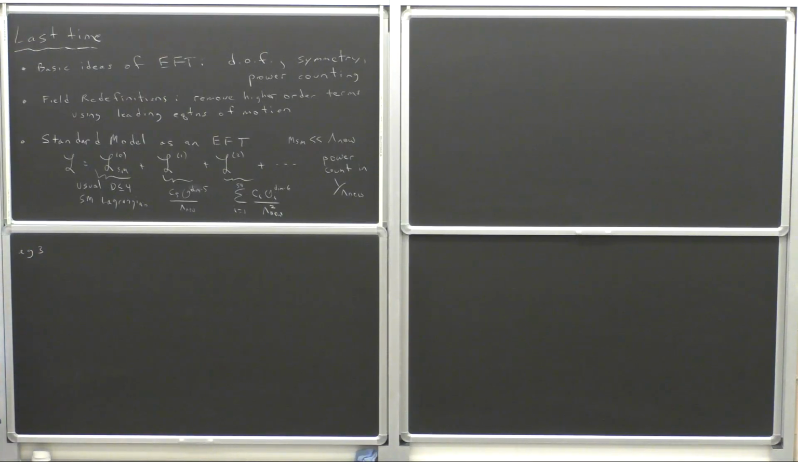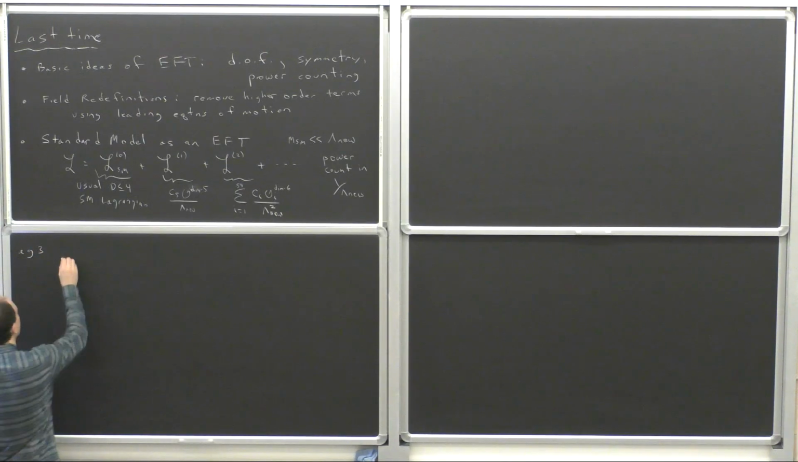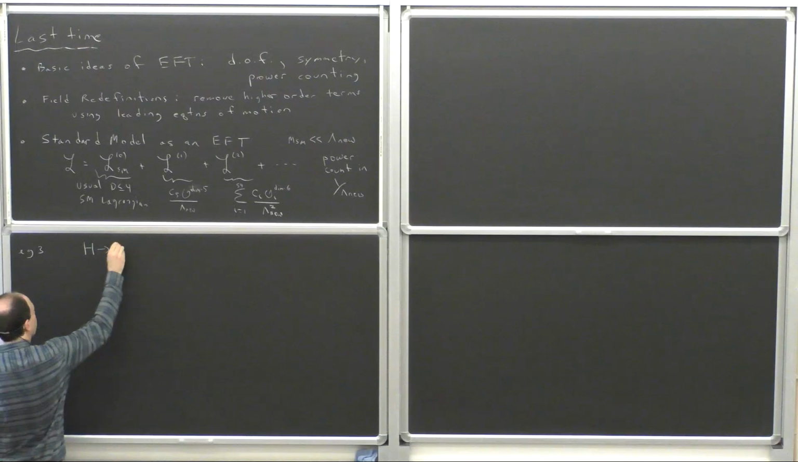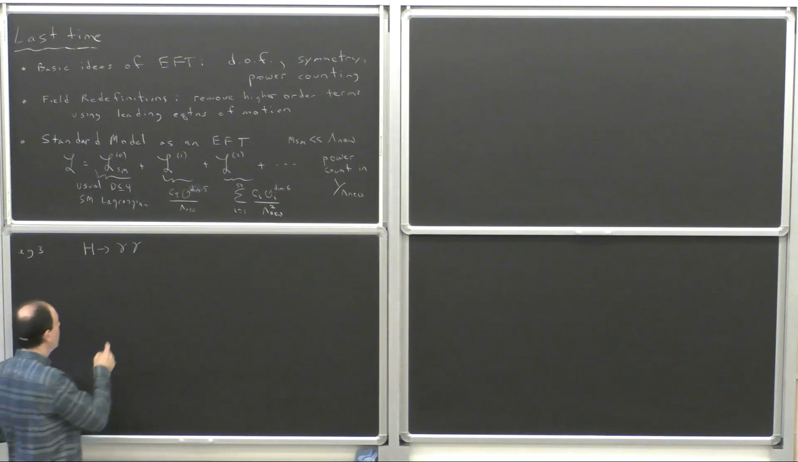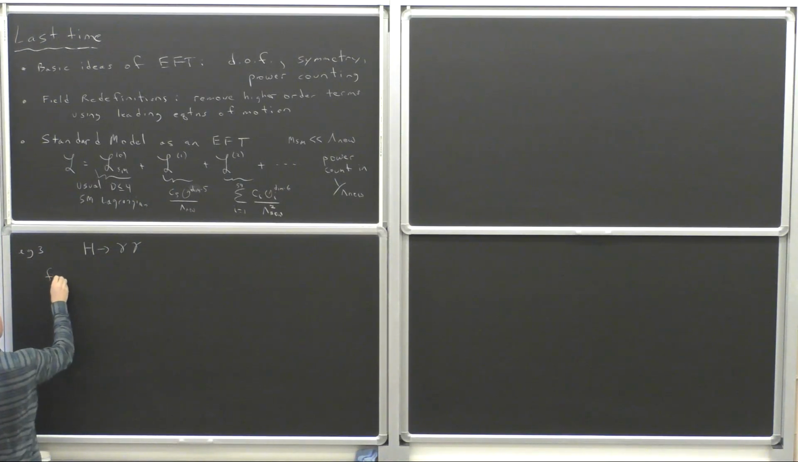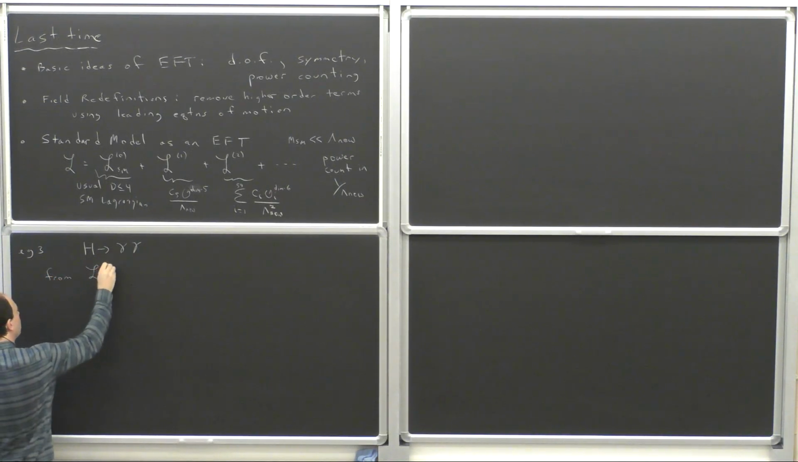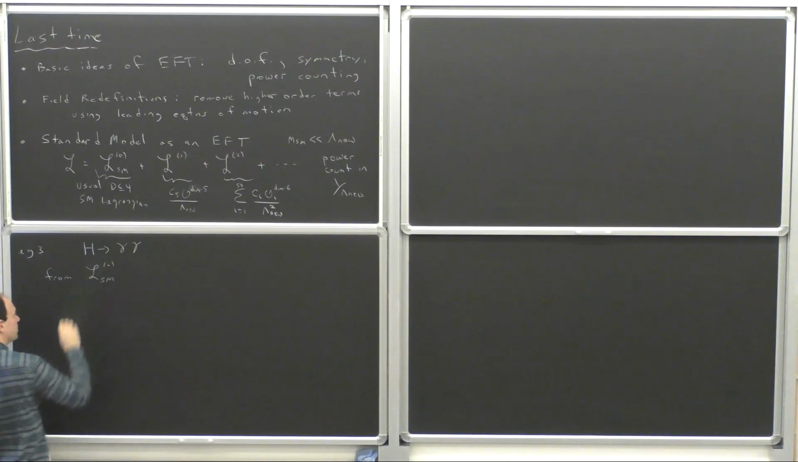Let me give you a more collider physics type example. Say you were interested in Higgs to gamma gamma, which you have already talked about. From the usual standard model, if we calculate this process, it occurs at loop level.